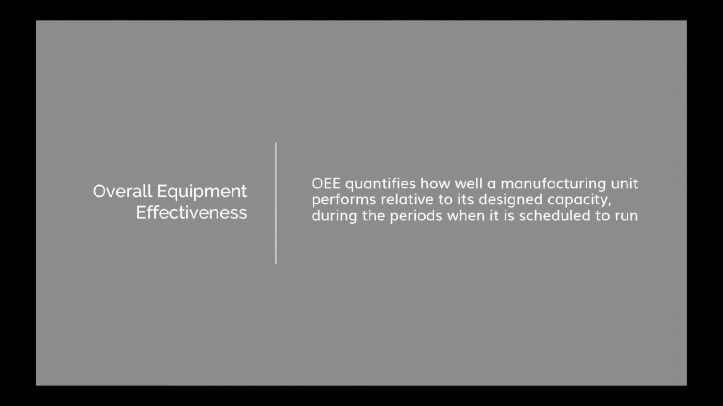The third topic I wanted to specify is the periods when it is scheduled to run, meaning that the performance is calculated only when the machine should be running. If you are planning to stop for the summer or to stop for the night and the machine is not running, obviously this time is not affecting the performance of the machine.